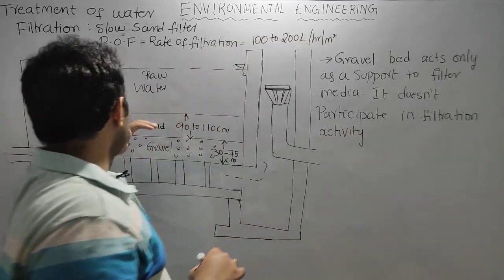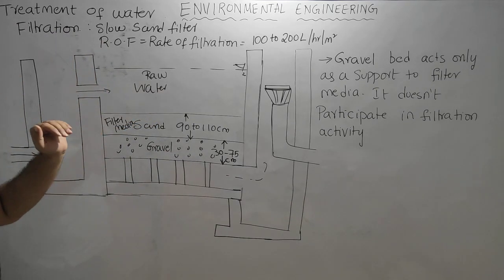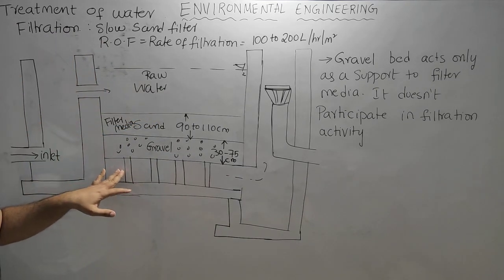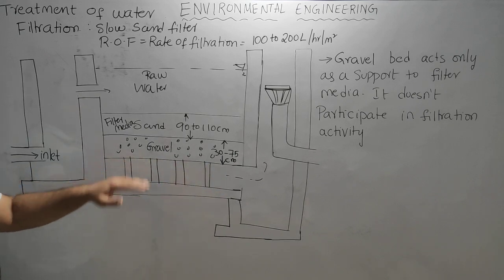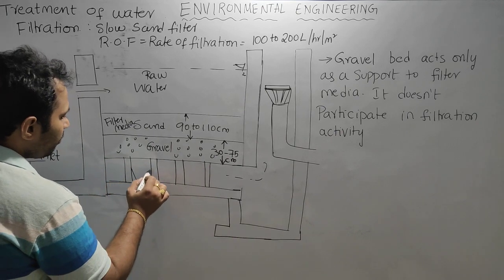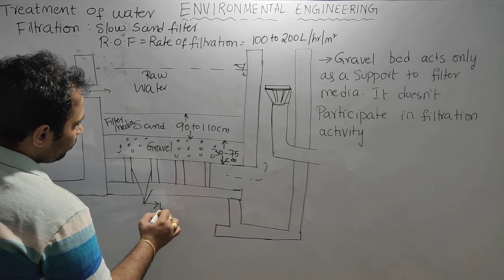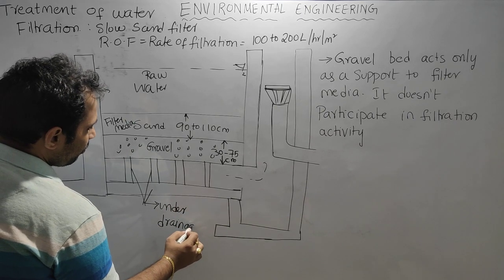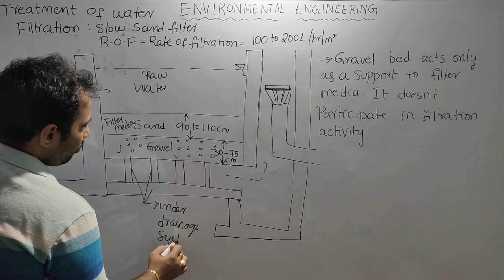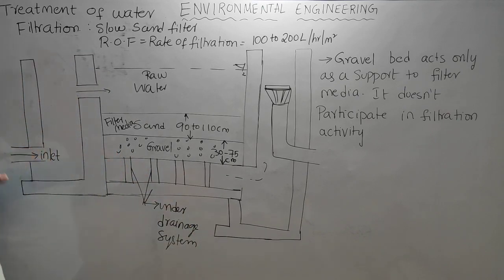And after the water passes through this sand media and gravel media, it will enter into an under drainage system. This is the under drainage system. So we will discuss clearly what is the under drainage system, what are the components of the under drainage system, what are the design parameters of the under drainage system, and how to design the under drainage system separately.